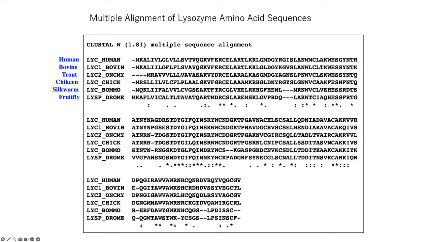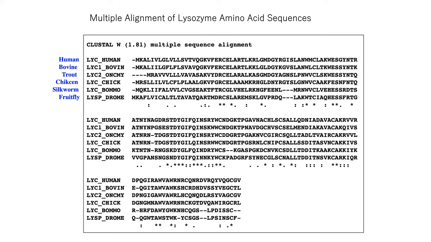And by making the multiple alignment, we can identify which amino acid residues are conserved among the lysozymes. Such conservation indicates that such residues are important for the structure or function of the enzyme. If it is not so important, it can be substituted with other amino acid residues. But such invariance indicates that if the residue is substituted with other residues, the lysozyme may not exert its activity. Therefore, these residues are invariant among the lysozymes. So by making a multiple alignment, we can infer the functional sites of the enzyme.